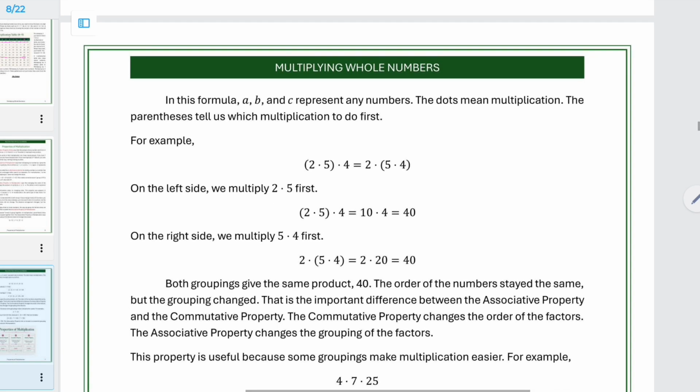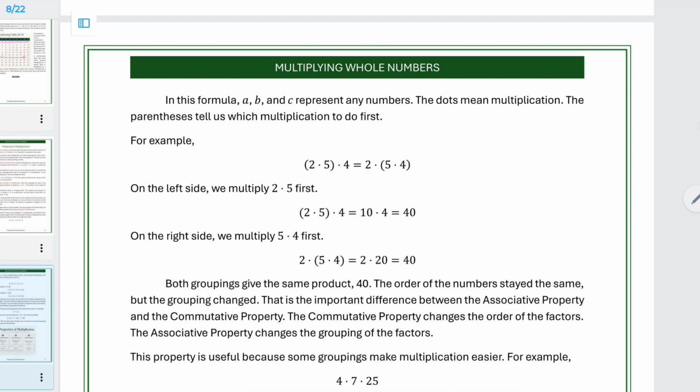For example, the product of 2 and 5 times 4 equals 2 times the product of 5 and 4. On the left side, we multiply 2 times 5 first. That gives us 10 times 4 equals 40. On the right side, we multiply 5 by 4 first. That gives us 2 times 20 equals 40. Both groupings give the same product, 40.